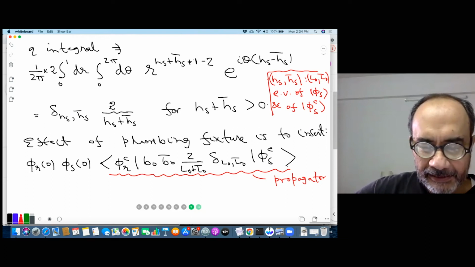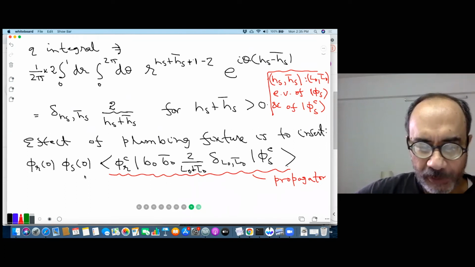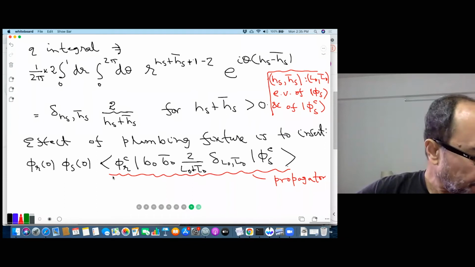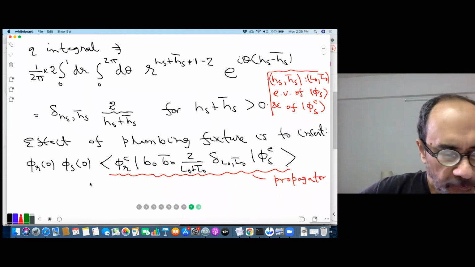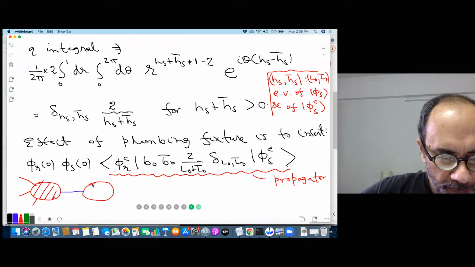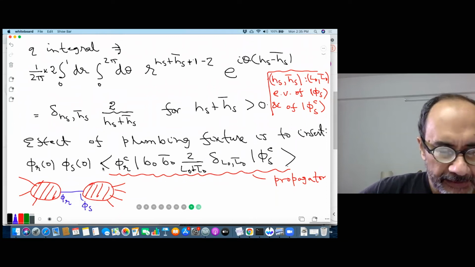But now we see that the effect of plumbing fixture inserts this into the amplitude, and can be regarded as a Feynman diagram as follows. So we can think of this as a Feynman diagram of the following form. We have a blob over here, with some external states. And then we have a propagator coming out and another blob with some other external states. Here, these lines, this is the state phi r, this is the state phi s. And the propagator by definition is this whole object.